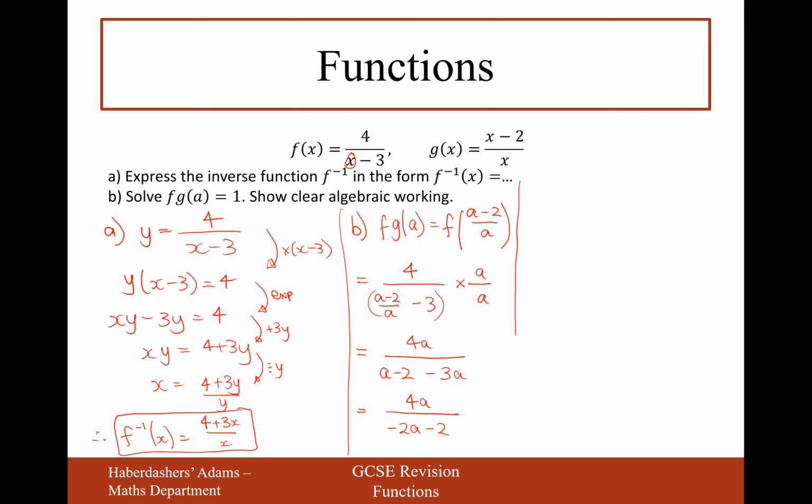So that's the fg of a function, and now I need to set this thing equal to 1. So it's going to be 4a over minus 2a minus 2 equals 1. So the first thing I'll do is I will times the denominator onto the other side. Add the 2a onto the other side, so I've now got 6a on the left hand side, and then divide by 6, so I've now got minus 2 over 6. I could simplify this fraction to minus 1/3. So there we are, that's the answer to the question there. Minus 1/3 is the answer there.